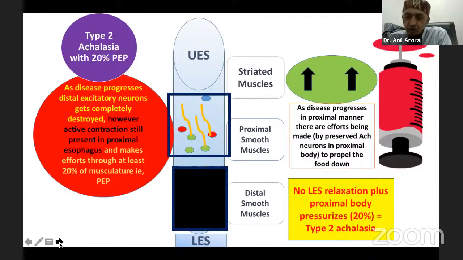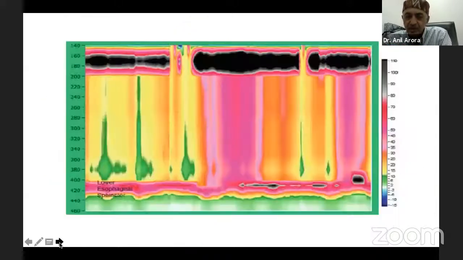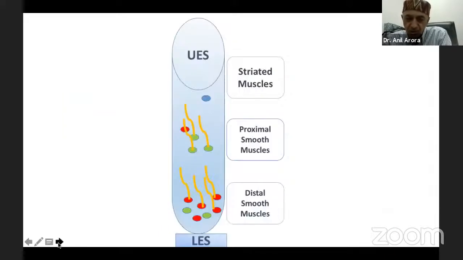So is it that we are evolving from EGJ obstruction to type 3 achalasia to type 2 achalasia? This is classical. When you have PEP coupled with failure of relaxation of the lower esophageal sphincter, raised IRP.